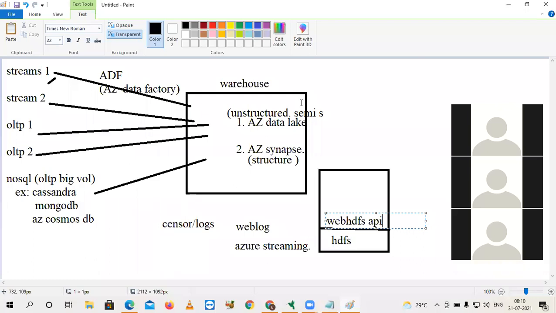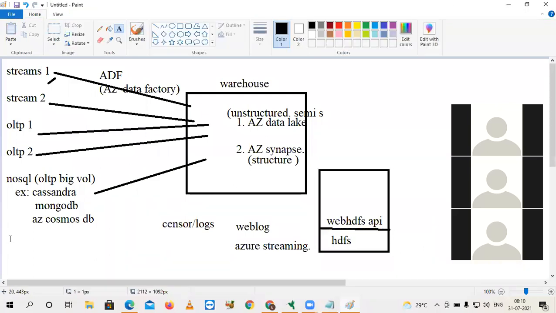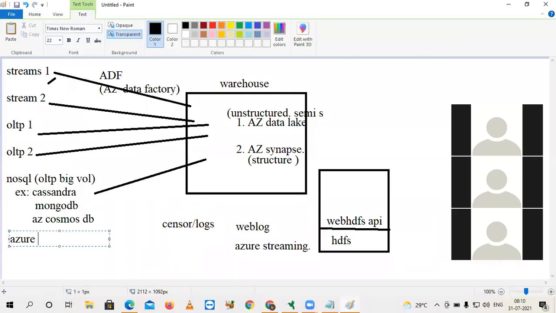Yes. So coming to OLTP, also Microsoft. If you take the Microsoft stack, we can go with SQL Server. That is Azure SQL we have. Azure SQL is a database, a cloud database.